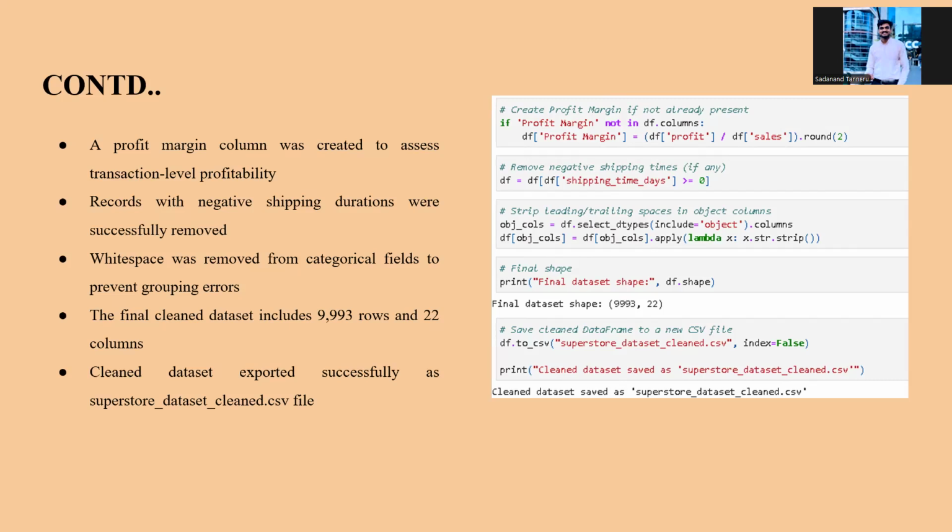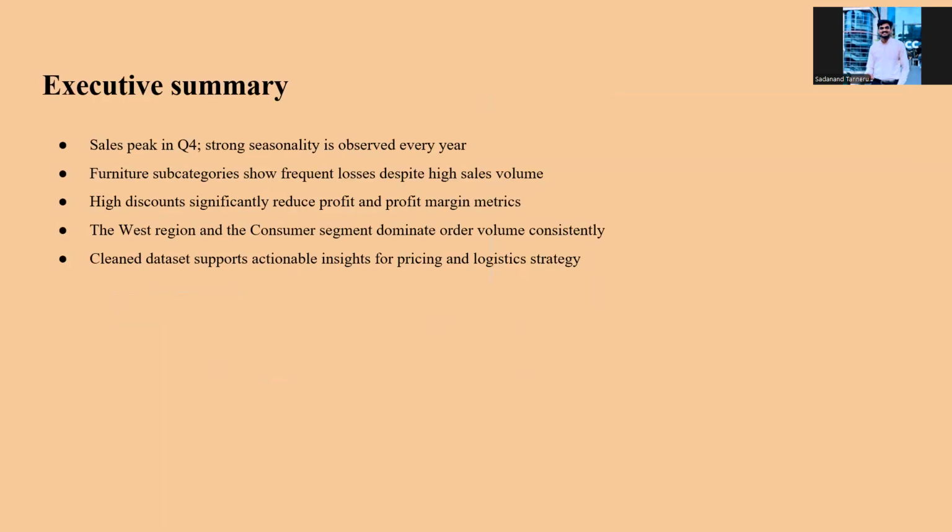And here, in this slide, data cleaning procedures are described, such as creation of the profit margin, removal of negative shipment time, and white space trimming. And 9,993 records were made the finalized dataset and saved successfully. The presenter observes that taking such steps was necessary to create consistency in the analysis and prevent distortion of data.